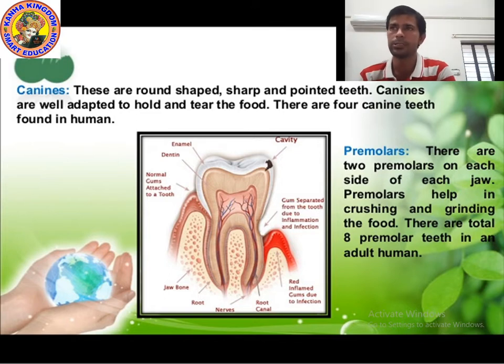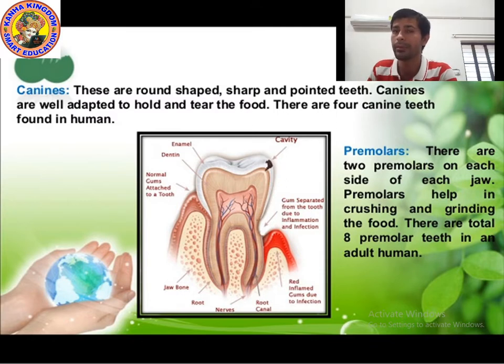Okay kids, now let's talk about canines and premolars. Canines. What is the shape of canines? Round shape. Yes, remember, the shape of canine is round, sharp and pointed. Round, sharp, pointed. And how many canines are in our mouth?